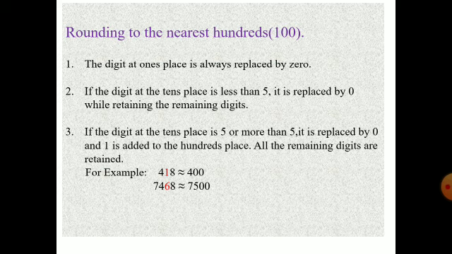Similarly, next example, that is 7468. Again, replace the digit at ones place with 0 as per step 1. Next, check the digit at tens place. Since it is greater than 5, replace it by 0 and add 1 to the hundreds place and keep remaining digits as such as per step 3. So on rounding off the number 7468 to the nearest hundreds, we get its approximate value as 7500.